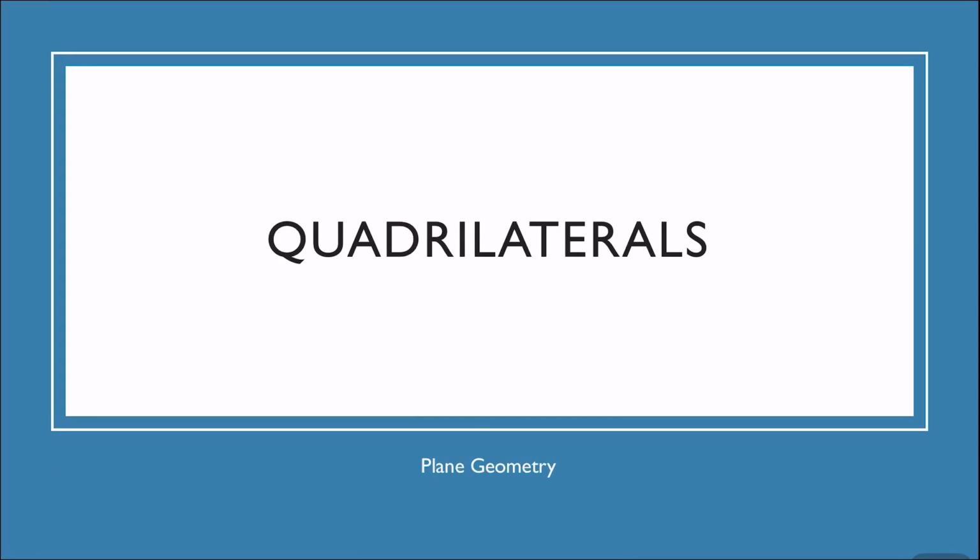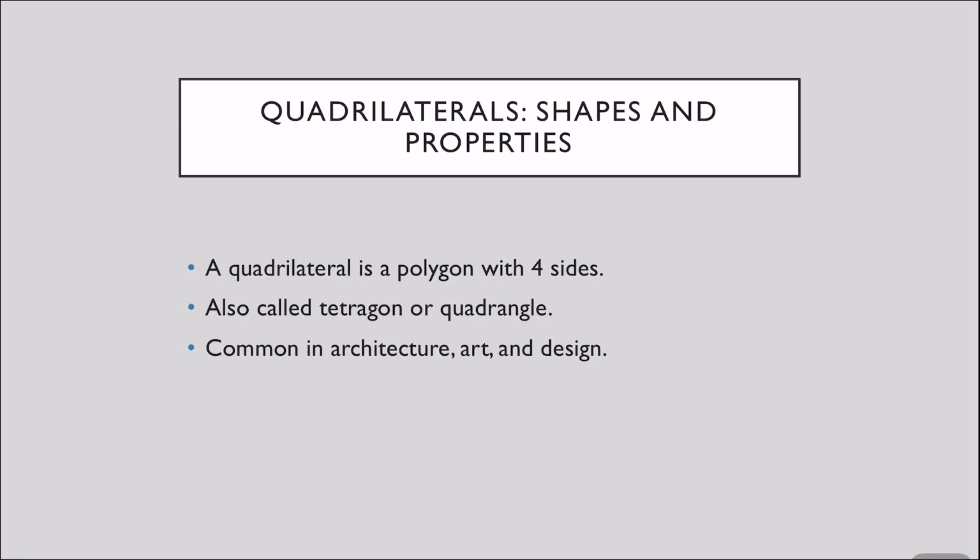So now let's discuss quadrilaterals. This is still part of our plane geometry series. Okay, so let's define in general what quadrilaterals are. From the prefix itself, quad meaning four. So a quadrilateral has four sides. It's a polygon with four sides. We generally call it a quadrilateral.